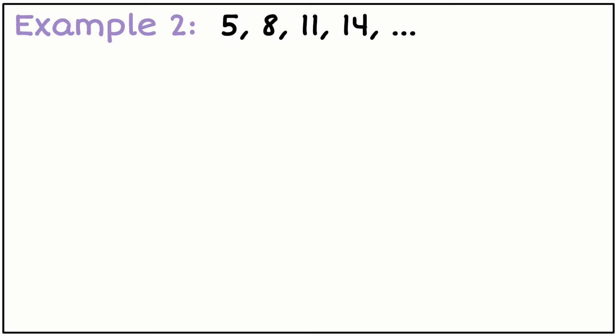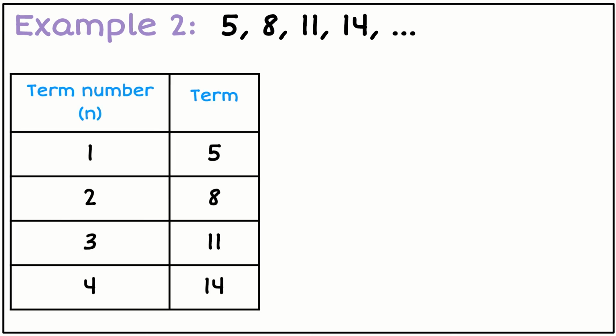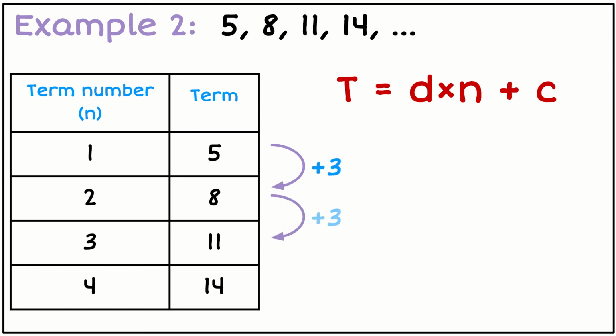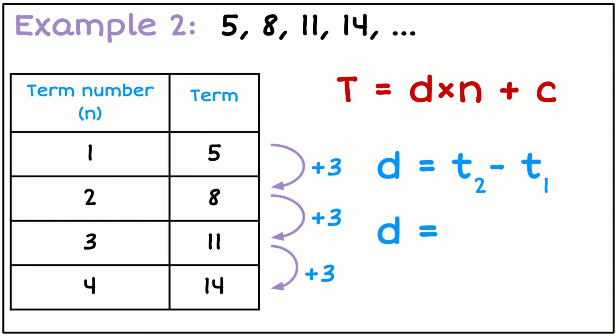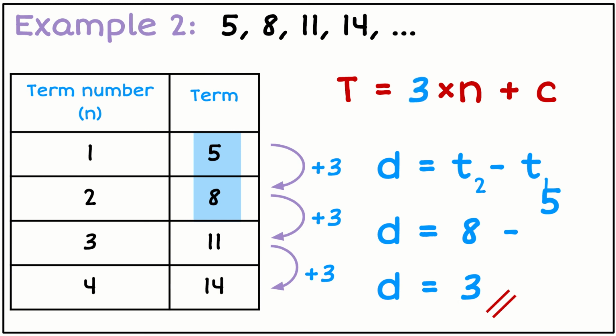Let's have a look at a different pattern. Here's our pattern, 5, 8, 11, 14. I'm going to put it into a table. We're going to start with our general equation, t equals d times n plus c, and we want to find that difference. So how much are we adding on each time? In this case we're adding on 3 each time, or I can do the second term minus the first term, 8 minus 5, which is 3. Then in my equation I'm going to replace that value of d with the number 3.